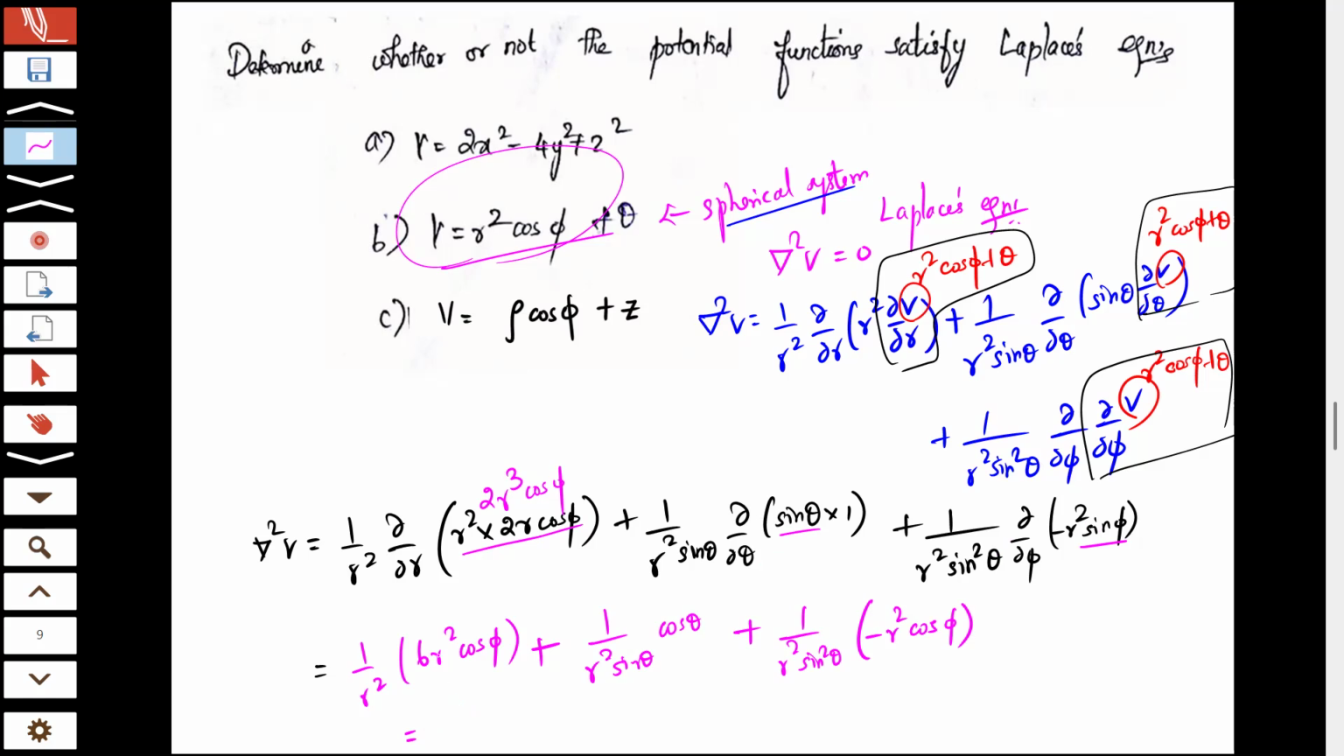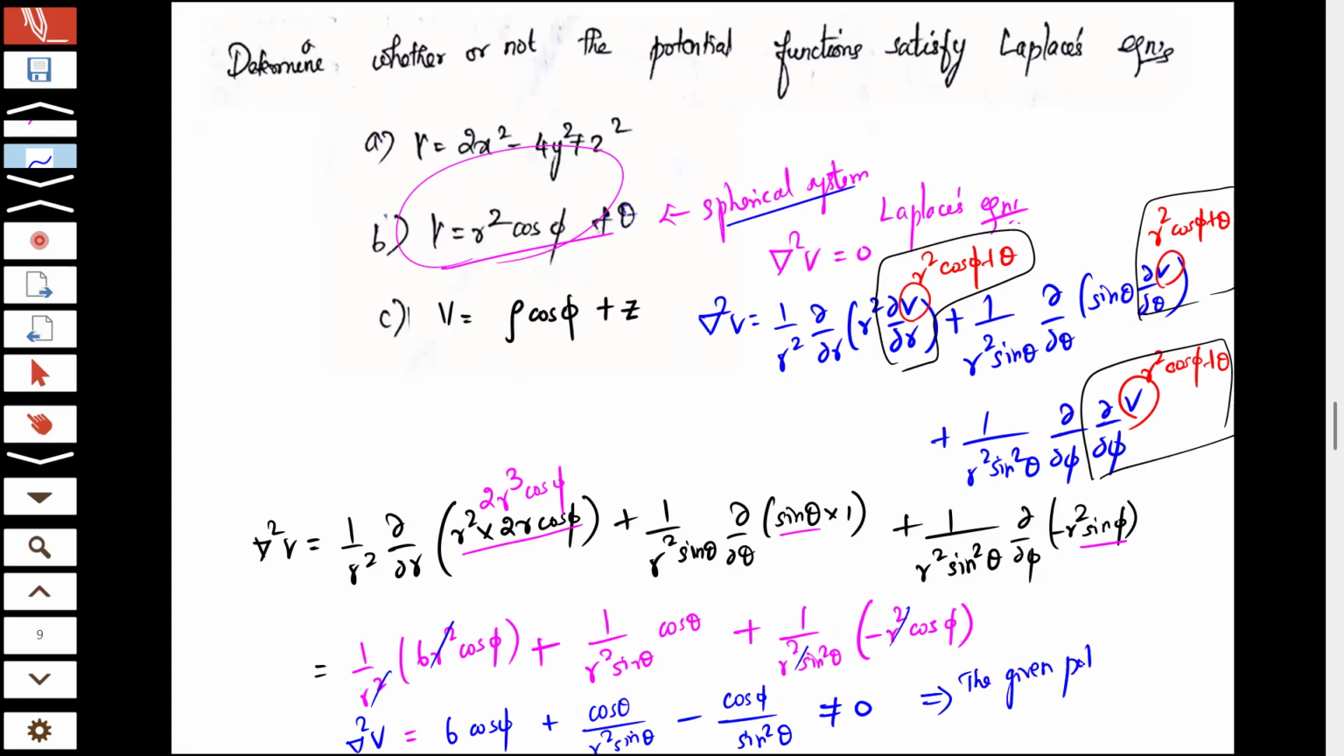Now the final expression is going to be this r square and r square will be cancelled. So you'll get 6 cos phi plus cos theta by r square sine theta. Then this r square and r square will be cancelled. It will be minus cos phi by sine square theta. Now this is not equal to 0 and hence you can say the given potential function V does not satisfy Laplace equation.